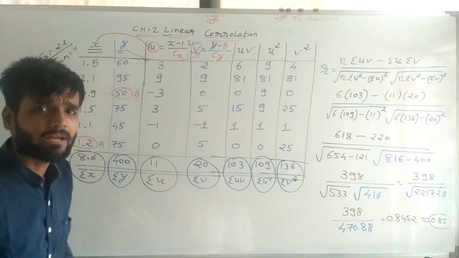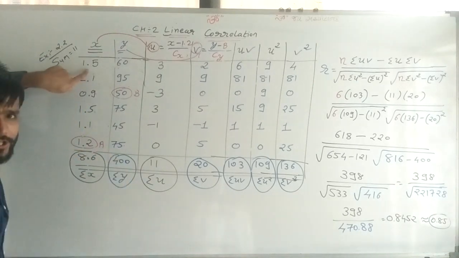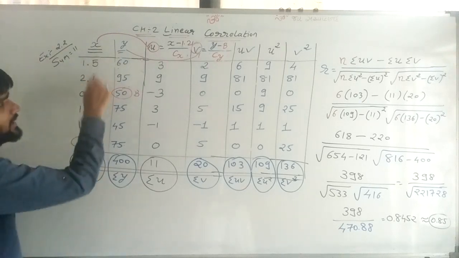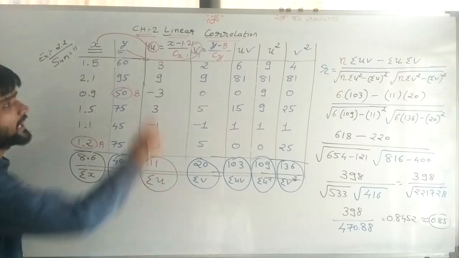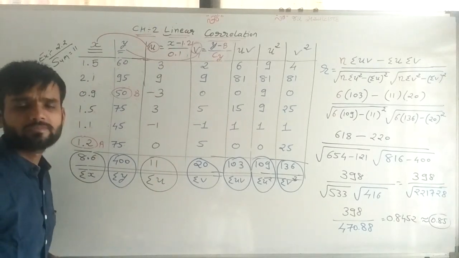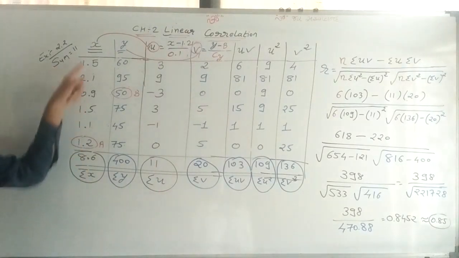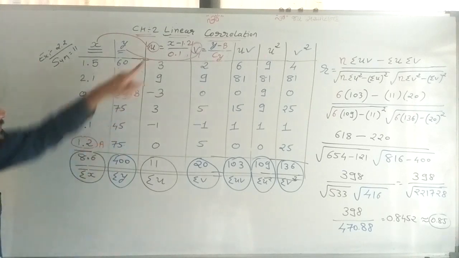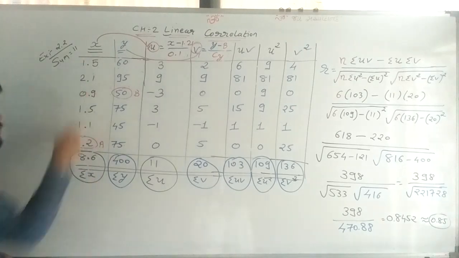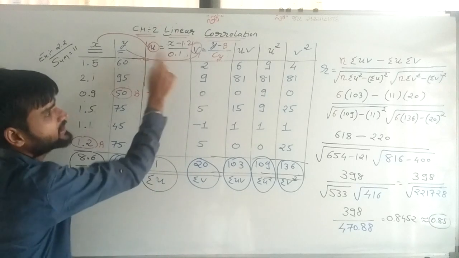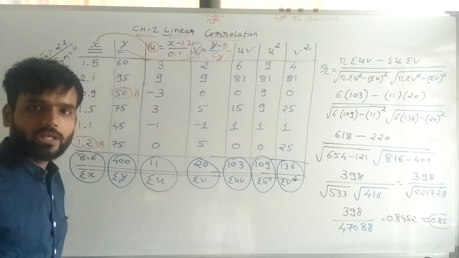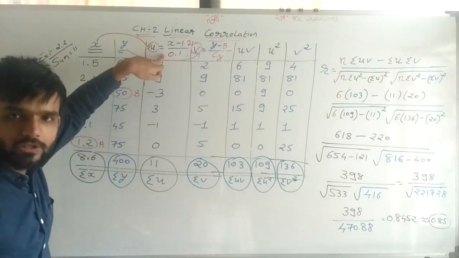You can divide by any value, but here after the point only one digit is given. So we are dividing by 0.1. Same way, if two digits are given after the point, then we are dividing by 0.01. If three digits are given after the point, then we are dividing by 0.001. In this way, we decide by which value we are dividing.